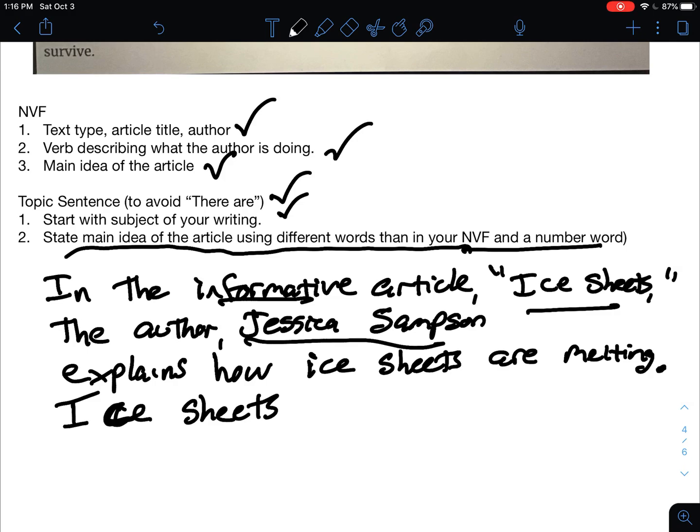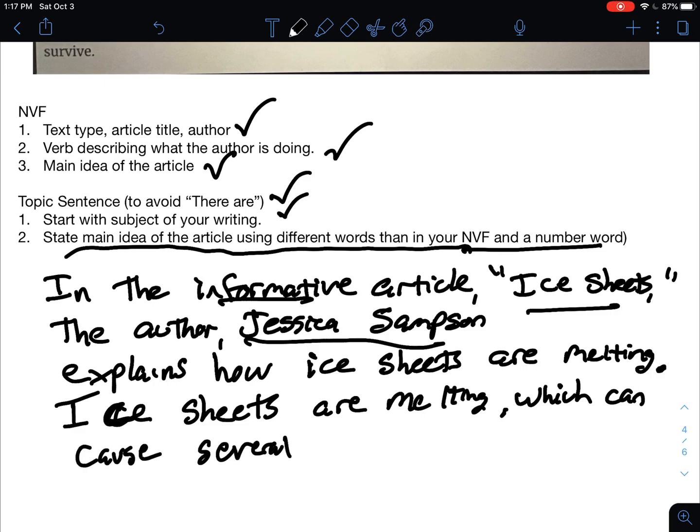Okay. Mine, again, I'm going to keep it really simple. Ice sheets are melting. How about ice sheets are melting, which can cause several problems around the world.